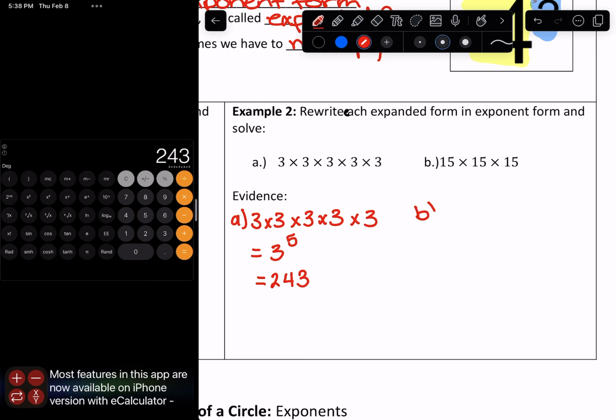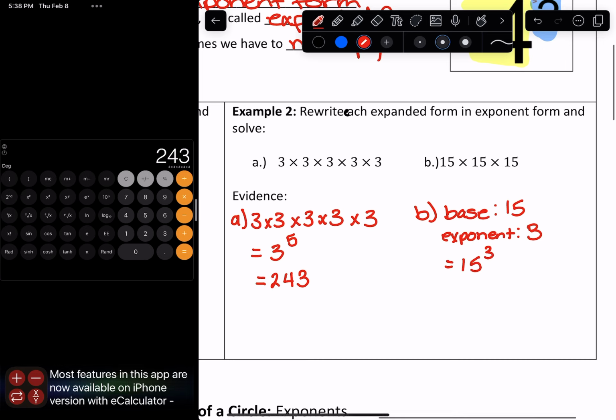And then for B, I have pure 15. So my base is going to be 15. And I have 1, 2, 3. So my exponent is going to be 3. Putting that together, I get 15 to the 3rd power. Put that in the calculator. That's 15 to the power of 3, which is 3,375.